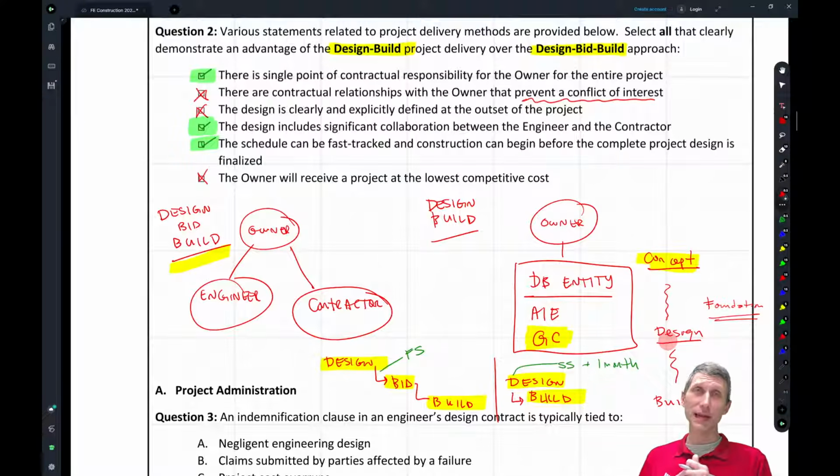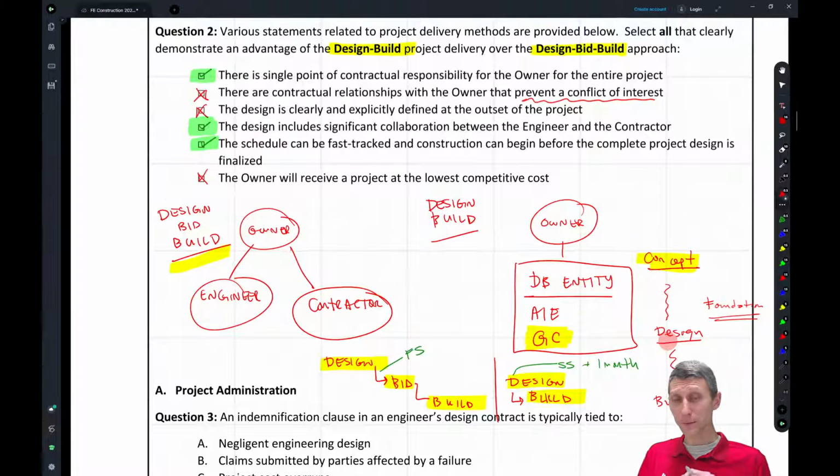Lump sum versus time and materials. You can do either. Typically, well, I shouldn't say typically, design-bid-build can be either, especially on linear projects where you're doing a linear roadway. You can bid those out even if the design's all done. You can bid that out ahead of time.